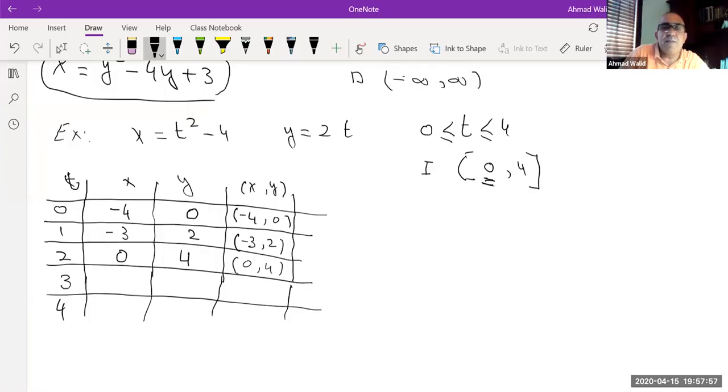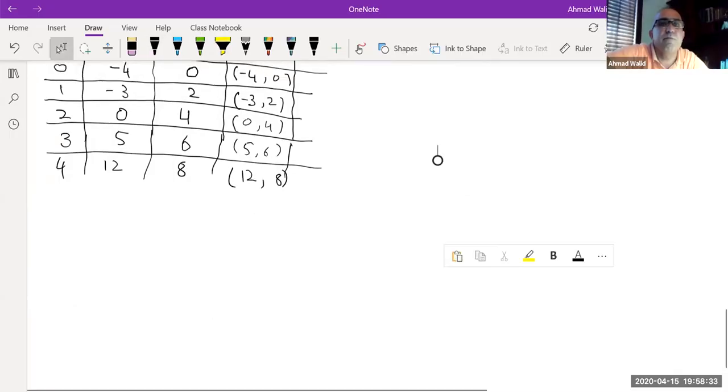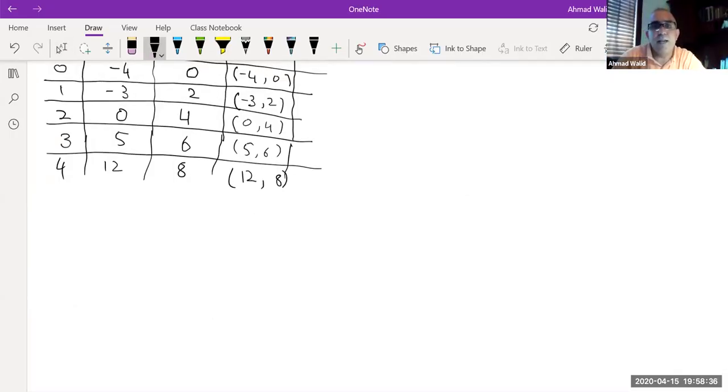Plug in 3 in the first equation. 3 squared is 9. 9 minus 4 gives you 5. Plug in 3 in the second equation gives you 6. That means your next point is 5, 6. Plug in 4 in the first equation gives you 16. 16 minus 4 gives you 12. And plug in 4 in the second equation gives you 8. It means your next point is 12 and 8. Let's graph it. Hopefully, if I can graph.